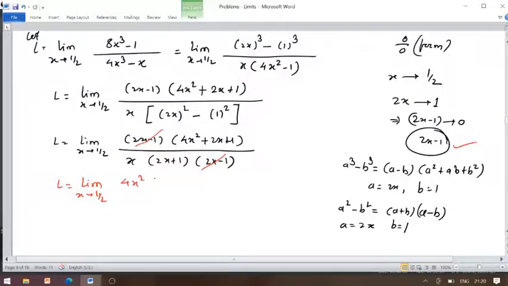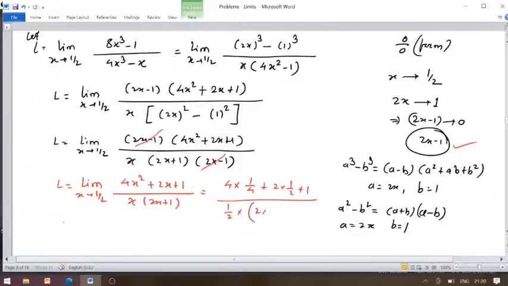So limit as x tends to half of (4x² + 2x + 1) divided by x(2x + 1). Now replace x by half. We get 4 times half squared as 1 by 4, while 2 times half plus 1 whole divided by x value becomes half times (2 times half plus 1). So after simplifying, 4 ones are 4, 2 ones are 2.